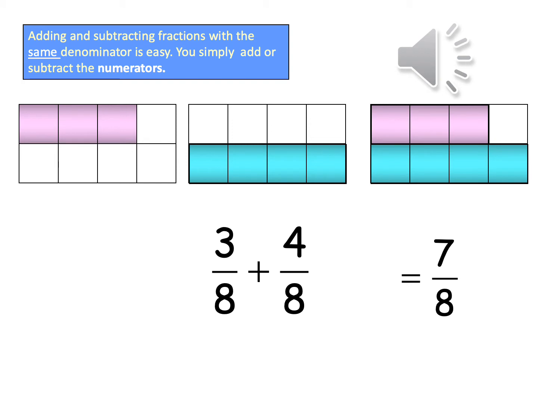So to begin with, let's refresh. So here we have 3/8 add 4/8. When we are adding fractions that have the same denominator, this is a nice straightforward sum because all we have to do is add the numerators together to give us our answer. So 3/8 add 4/8 gives us a total of 7/8.